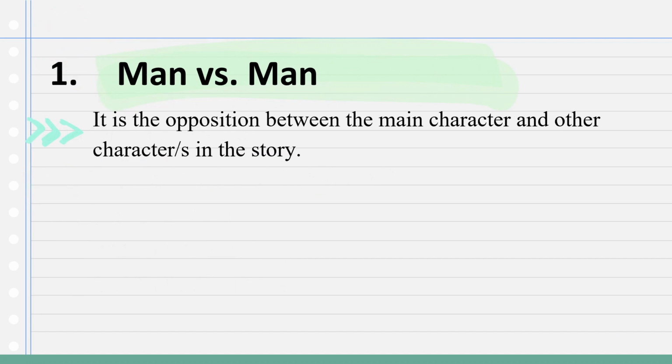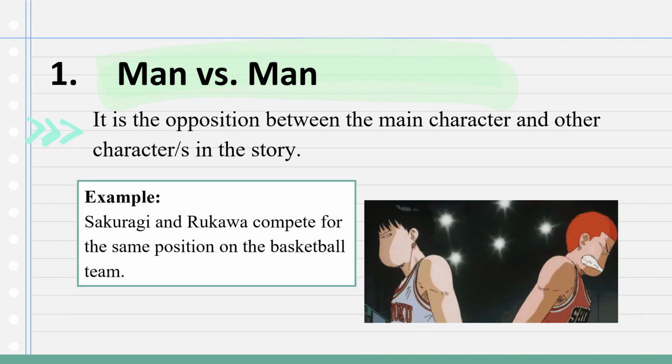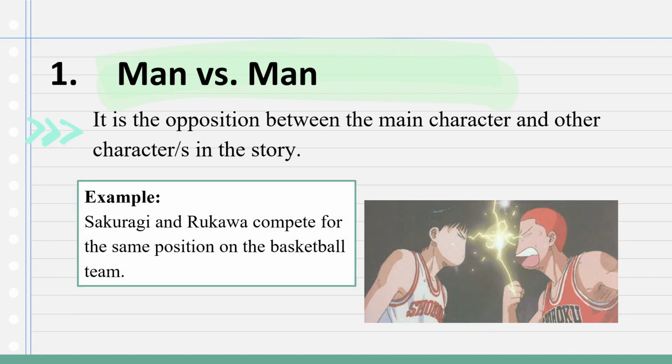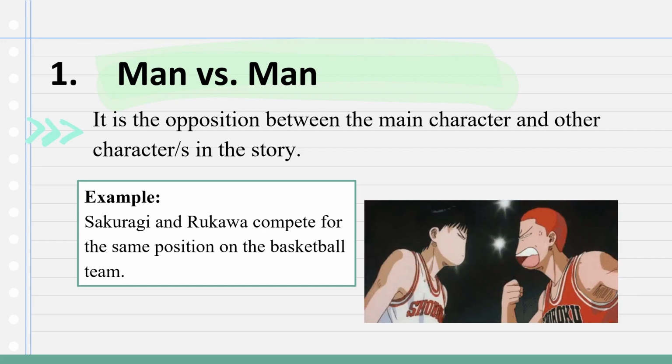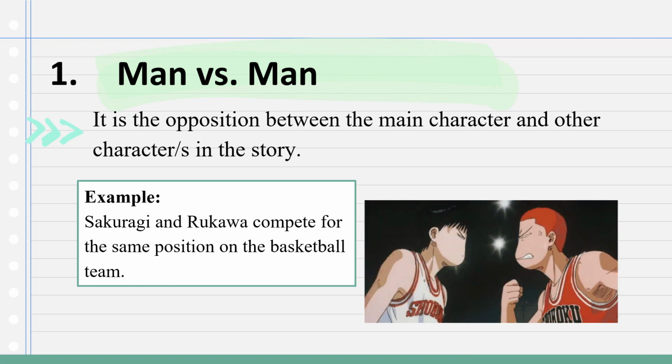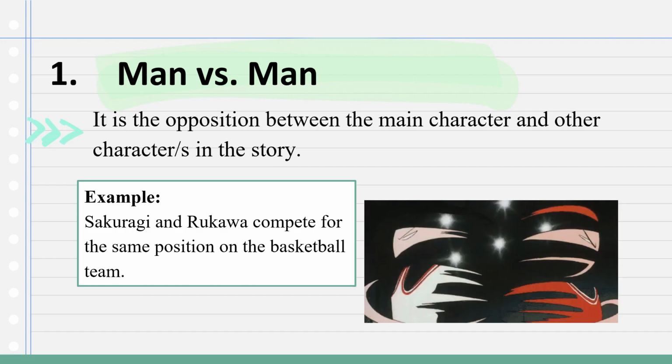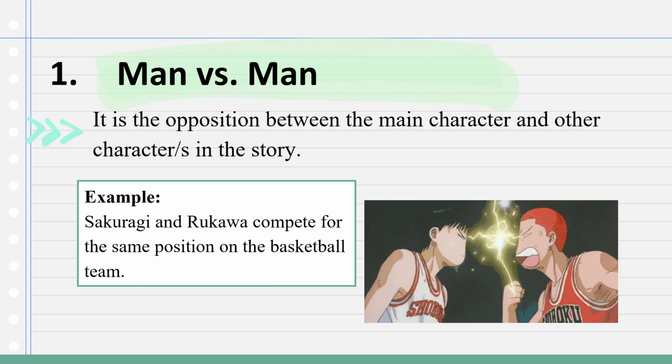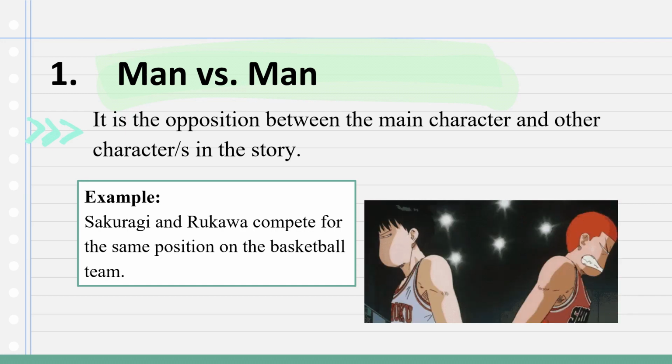The first kind of external conflict is man versus man. It is the opposition between the main character and other character or characters in the story. For example, Sakuragi and Rukawa compete for the same position on the basketball team. In this example, there are 2 opposing characters, Sakuragi and Rukawa. Character versus character. That is why it is called man versus man.